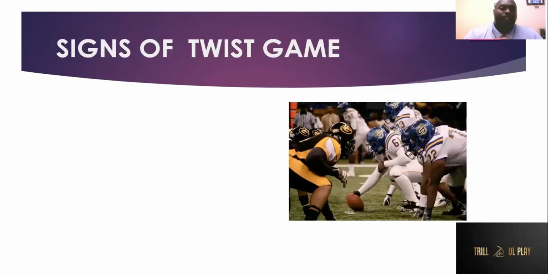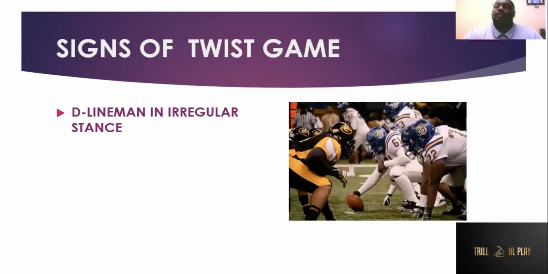All right, so the first thing, a D lineman in an irregular stance. If a defensive lineman, as you see in this picture right here, usually has his inside hand down and his inside foot back every play, and then for some reason they have both hands down in a 4-point stance, that's a sign that there may be some sort of twist game coming from the defender. Okay. What's another indicator of the twist game?